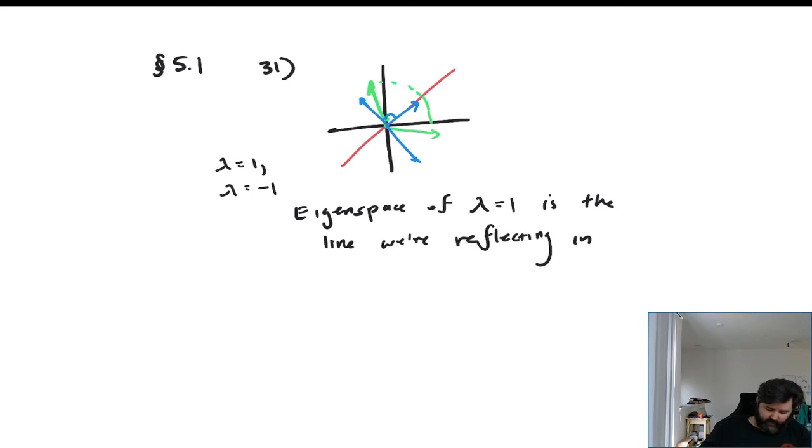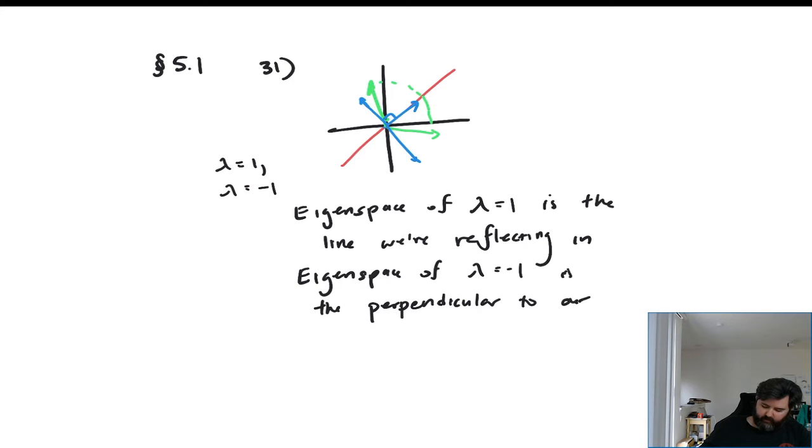Okay? The eigenspace of lambda equals -1 is the line perpendicular, or orthogonal if you wish, to our line of reflection. Okay. Elliot, does that make sense?